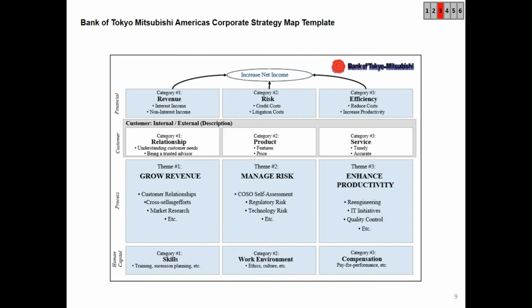Look at the example of Bank of Tokyo Mitsubishi America's corporate strategy map template. In the financial perspective the objectives refer to revenue, risk, and efficiency. In the customer perspective the objectives refer to product, service, and relationship. In the process perspective the themes are grow revenue, manage risk, and enhance productivity. In the human capital perspective, skills, work environment, and compensation are focused.